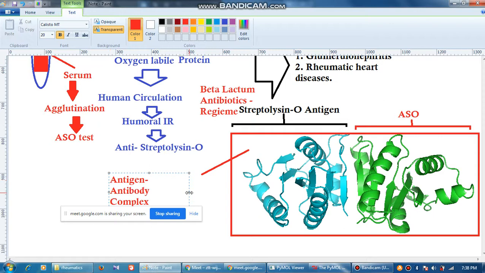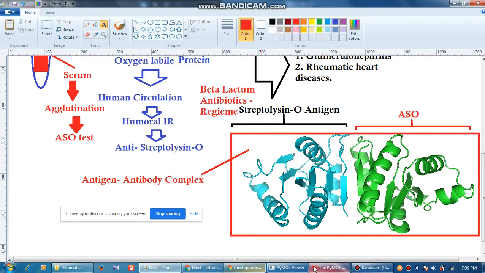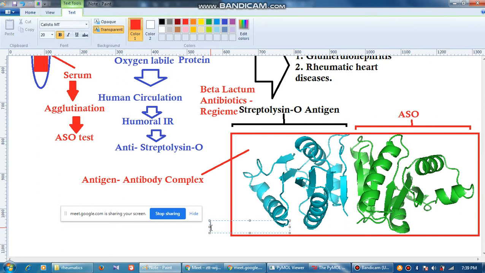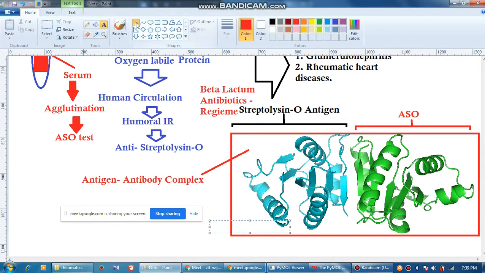Okay, so in a classical sense, this is not the real crystal structure of the antigen-antibody complex of ASO. It is of something else, but for the sake of understanding the whole story, it will be helpful. Half part is the antigen, half part is the antibody. When they come together, now you can ask me, sir, why are they coming together? This is also important. We will discuss it also. So why are these coming together?